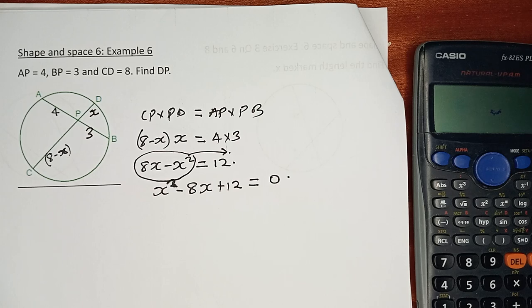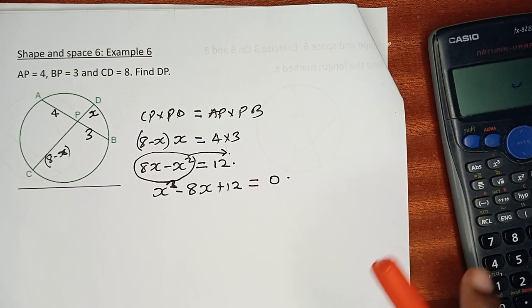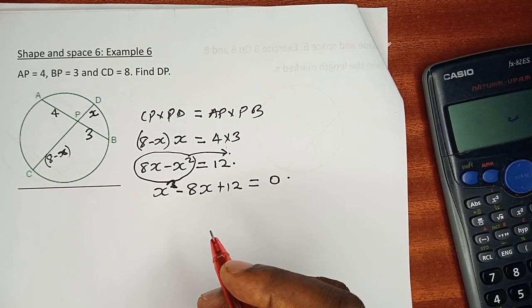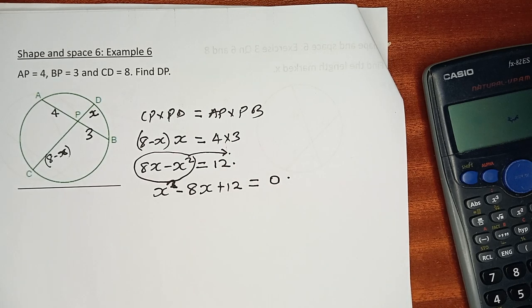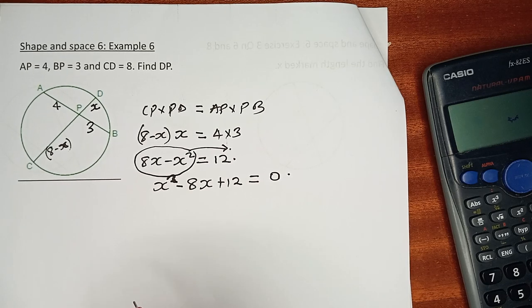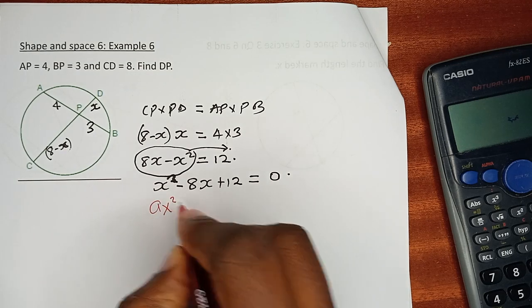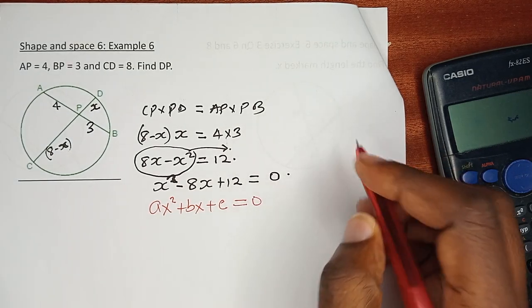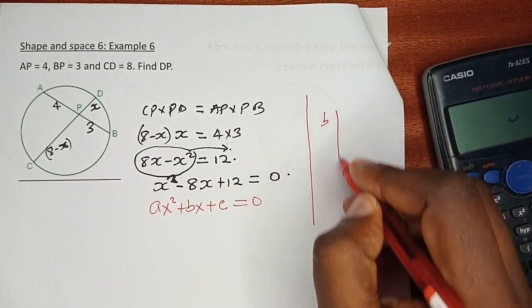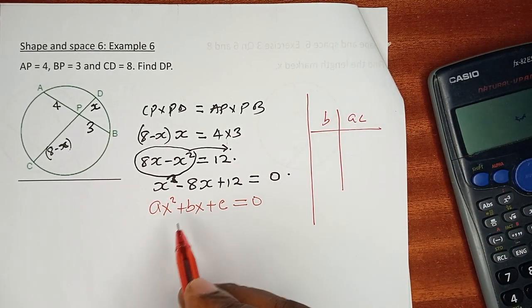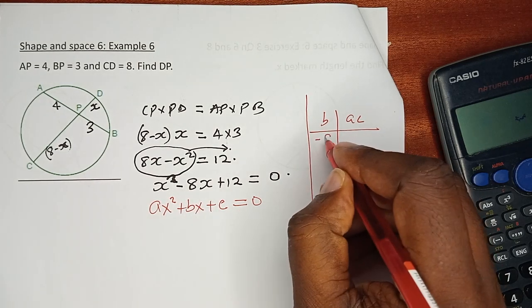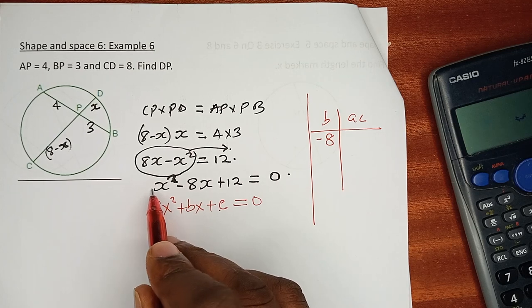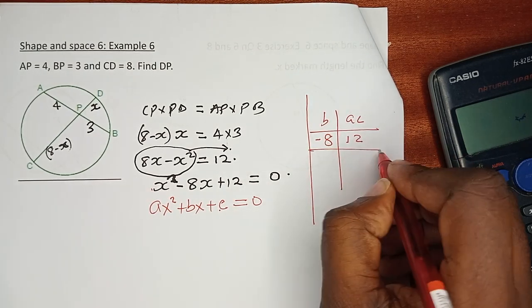And this is a quadratic equation, and I want to believe that we know how to solve a quadratic equation, but if we have forgotten, let us try to give it an approach, the BAC approach. A general quadratic equation is in the form ax squared plus bx plus c is equal to 0. And in the BAC approach, our b is negative 8. Our ac is 1 times 12, which is basically 12.